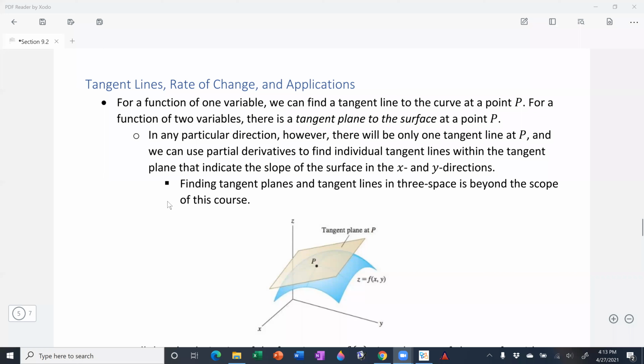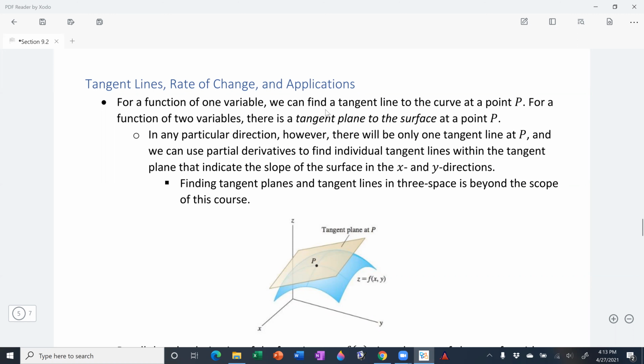All right, let's do some applications of partial derivatives. Okay, tangent lines, rate of change, and applications. So I keep talking about functions of one variable, one independent variable, to help us think about where we came from and how we're kind of just extending this into a higher dimension.